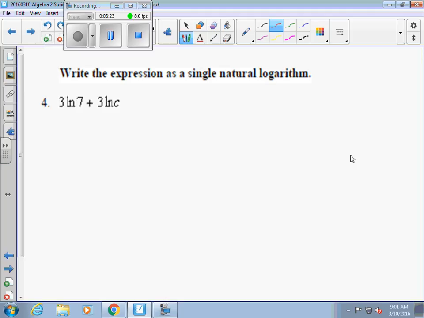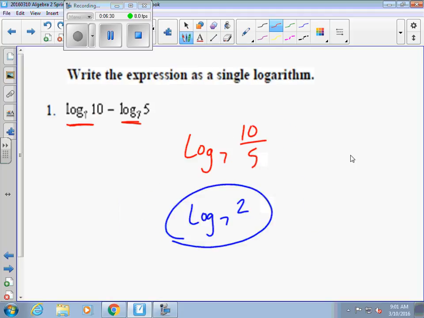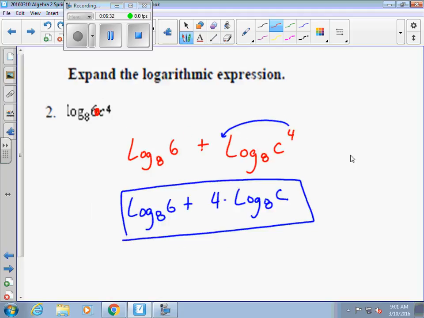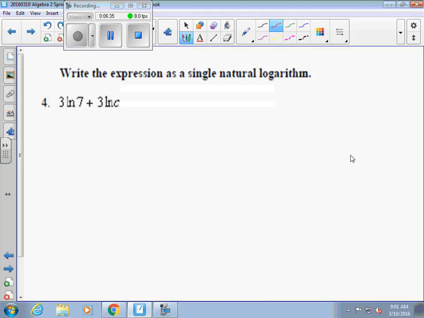Number 4 tells you to write the expression as a single natural log. So this is exactly the same as what we did over here for number 1, except this was a common log. Number 4 just shows you it's the same as a natural log. So since we're writing it as a natural log, you work the order of operations the way they go. You work exponents first. Remember, these coefficients become exponents. So what it becomes is the natural log of 7 to the third plus the natural log of c to the third.